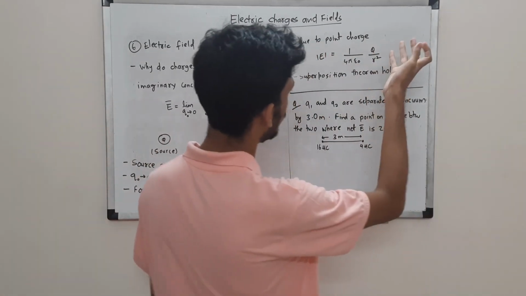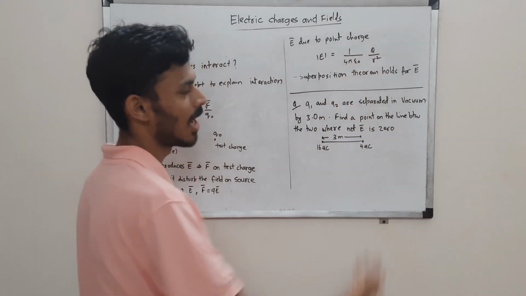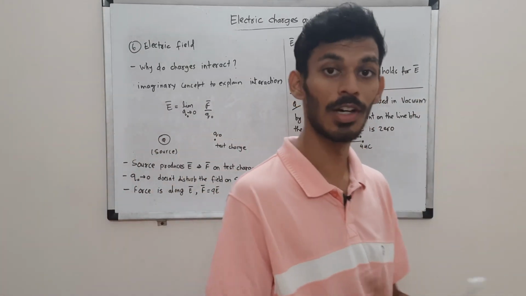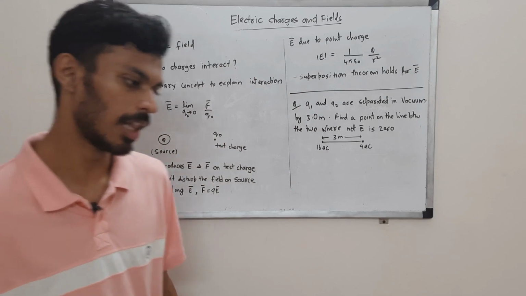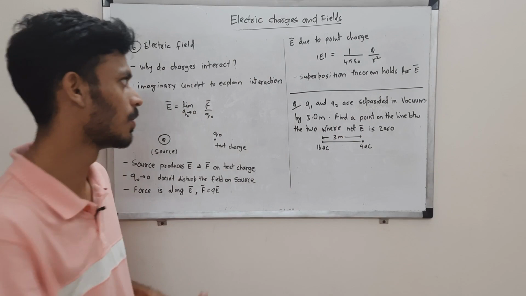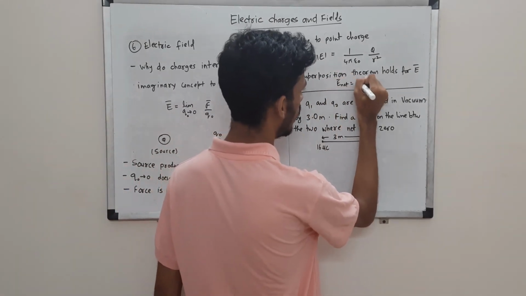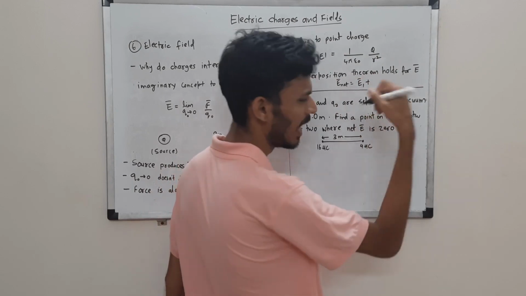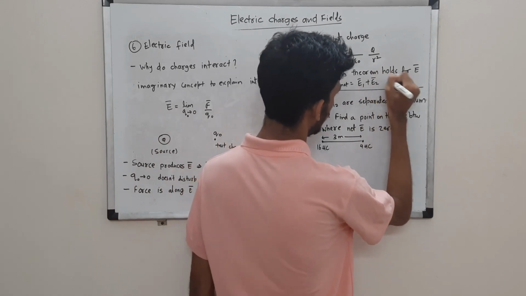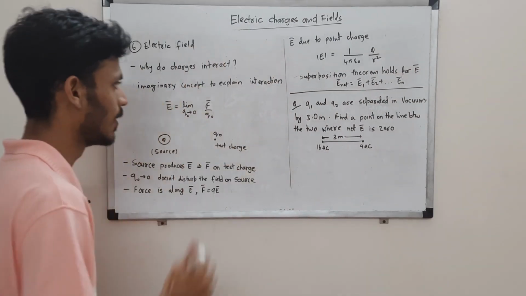For a point charge q, with k, a familiar term, it's kq by r squared. You can remember it that way too. The superposition theorem holds for electric field too. So if you want to find the electric field on the third charge due to two more charges, you can add them vectorially. E net at a particular point will be the sum of the electric fields due to the other charges at that point. Vector sum, very important.